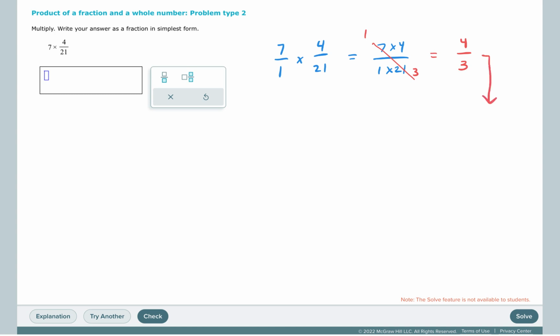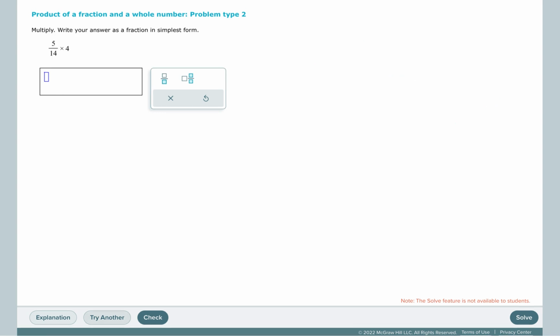I can change this now to a mixed number by dividing. 4 divided by 3. 3 goes into 4 once with 1 remainder, so 1 and 1/3. Again, this is one where I would not know 1/14 of 4, so I'm going to just multiply across the top and across the bottom.